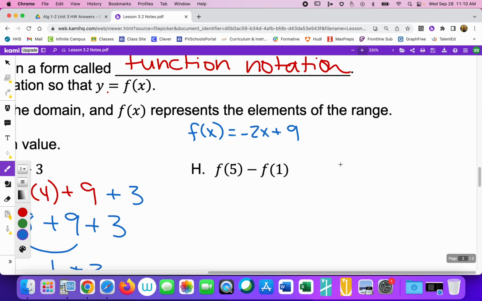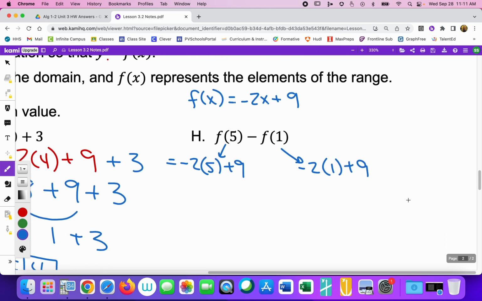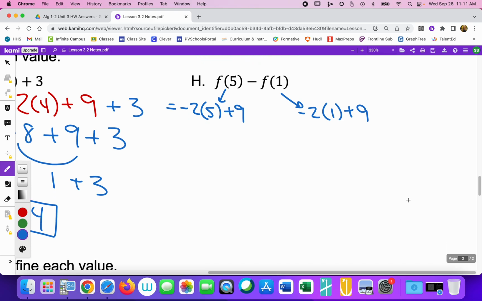Now you can do all of this together at one time. Kind of depends on what your brain is. The f of 5, so if I plug 5 in for x, just this part, it would be negative 2 times 5 plus 9. Over here, separately, that would be negative 2 times 1 plus 9. So you can do them separately, you just have to remember to combine them at the end. So that's one way of doing it. I'll do it this way first, and then we'll do it all together.